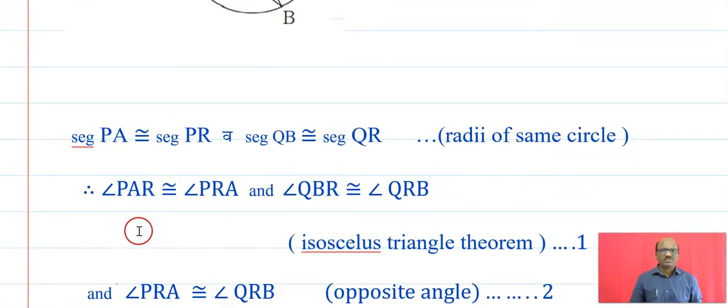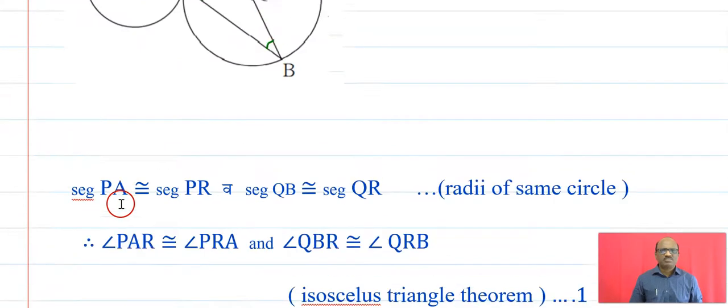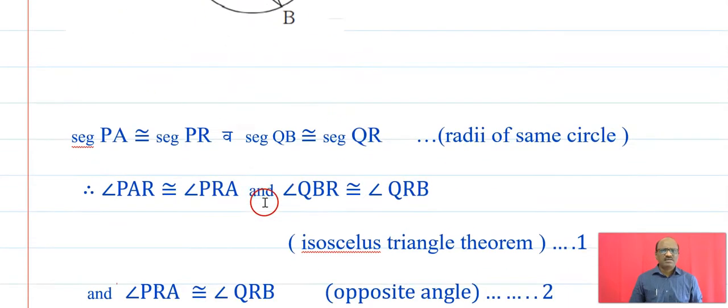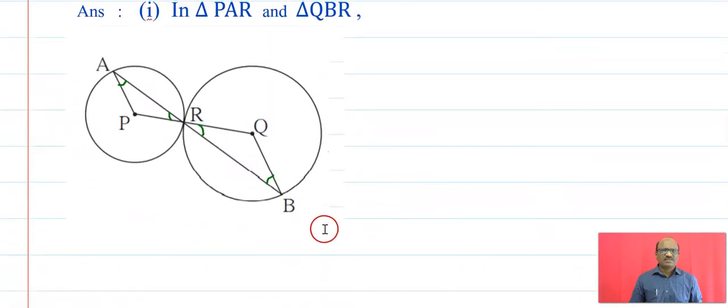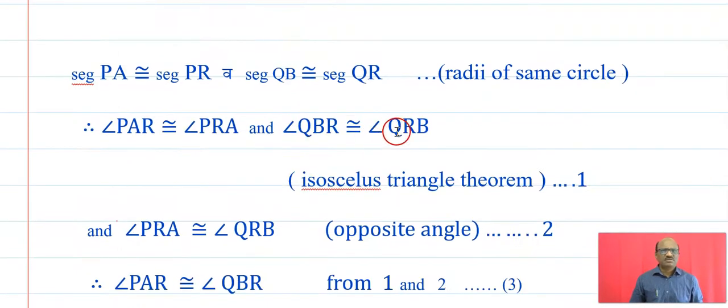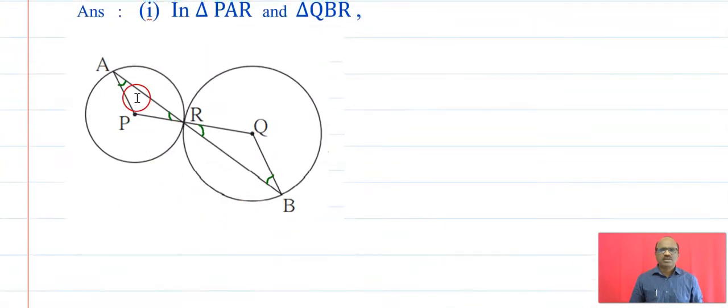These are the radii of the same circle, and that's why the measure of angle PAR is congruent to the measure of angle PRA. And for the second circle, the measure of angle QBR is congruent to the measure of angle QRB. This is the isosceles triangle theorem. Also, the measure of angle ARP is congruent to the measure of angle QRB.